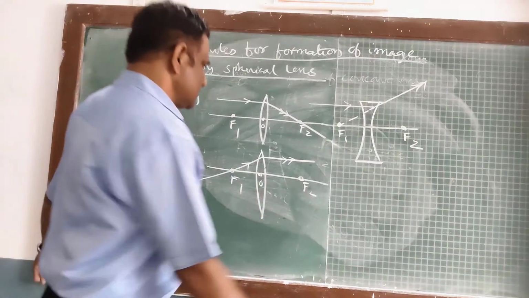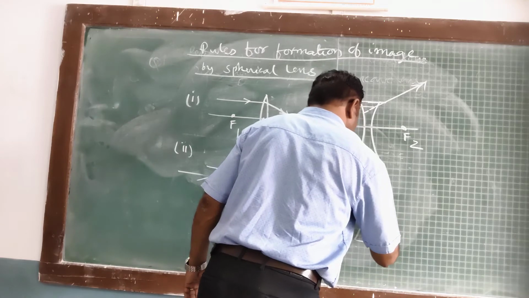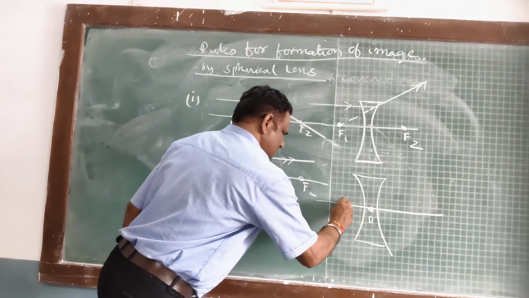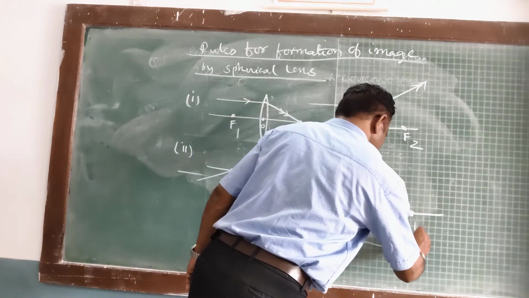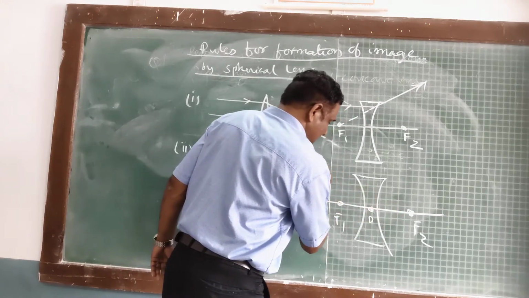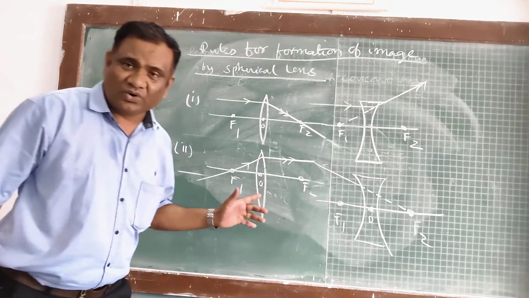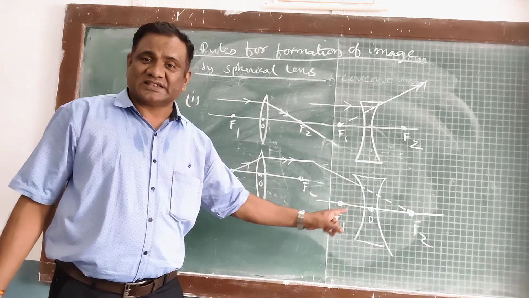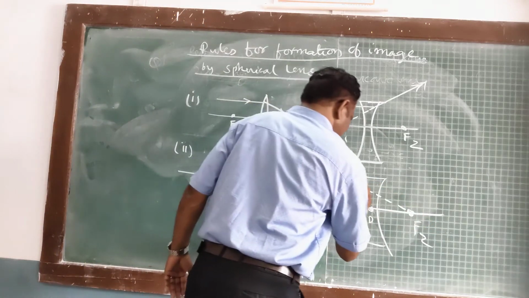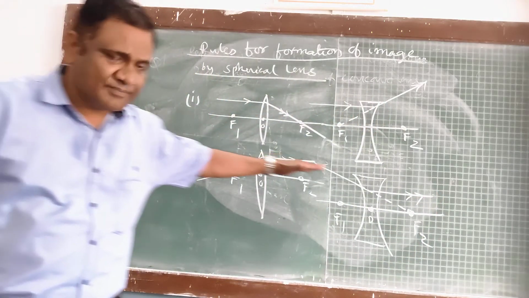Is it clear? In the same fashion, how can I show rule number 2 with the help of the diagram? Look at the optical center, F1 and F2 respectively. Now, the corresponding rule for concave lens: when incident rays are moving towards the focal point, after refraction, the ray will become parallel.